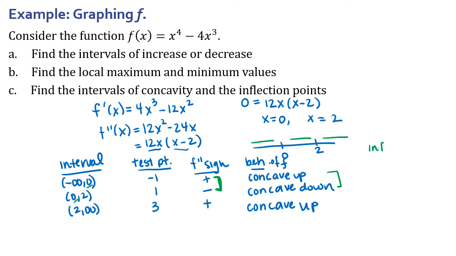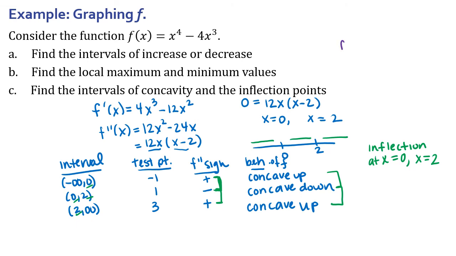So our inflection points happen at x equals 0. And then it happens again as it changes from negative to positive, so concave down to concave up, on the interval. It happens at x equals 2. So those inflection values happen at each of those points.